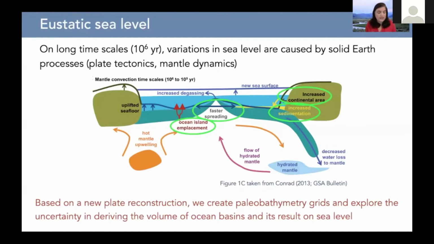So in this study, we didn't look at any of the mantle components. We just focused on those more plate tectonic related components. We didn't look at things like dynamic topography or water cycling, and we also didn't look at glacial effects.